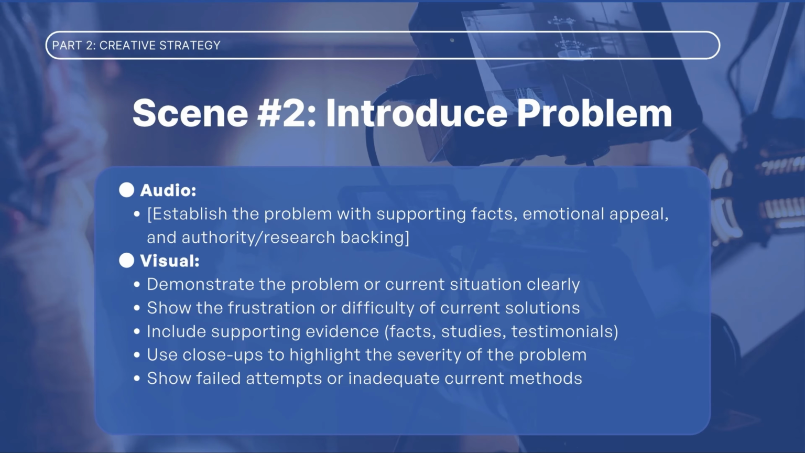In Scene 2, you must demonstrate the problem that your audience faces clearly. Back it up with emotional appeal. Illustrate the frustration of their current situation and/or the flaws in existing solutions. Show your prospects that they're not alone in this. Use close-ups to make the pain point feel real and highlight the severity of the problem. Show failed attempts so the audience feels the need for something better.